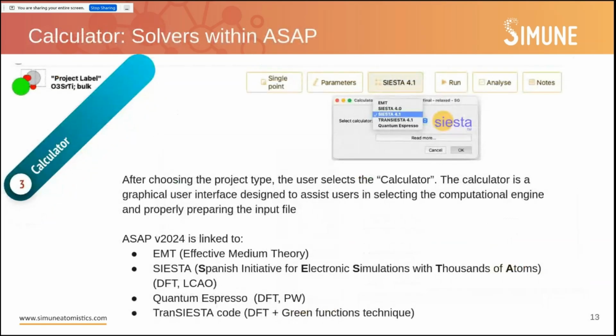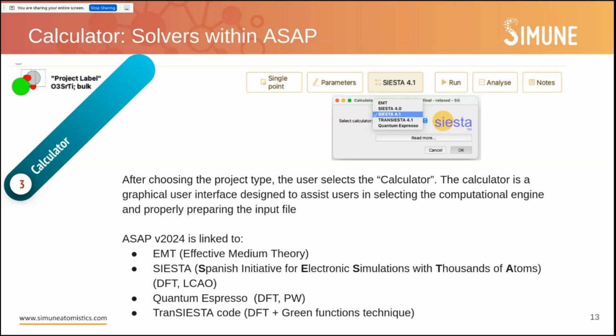After choosing the project type, the user selects the calculator. The calculator is a graphical user interface designed to assist the user in selecting the computational engine and preparing properly the input file. ASAP currently supports EMT, which is an effective medium theory calculator, used mainly for testing and demonstration. Then Siesta, Siesta 4.0, Siesta 4.1, and soon, in the next release, Siesta 5.